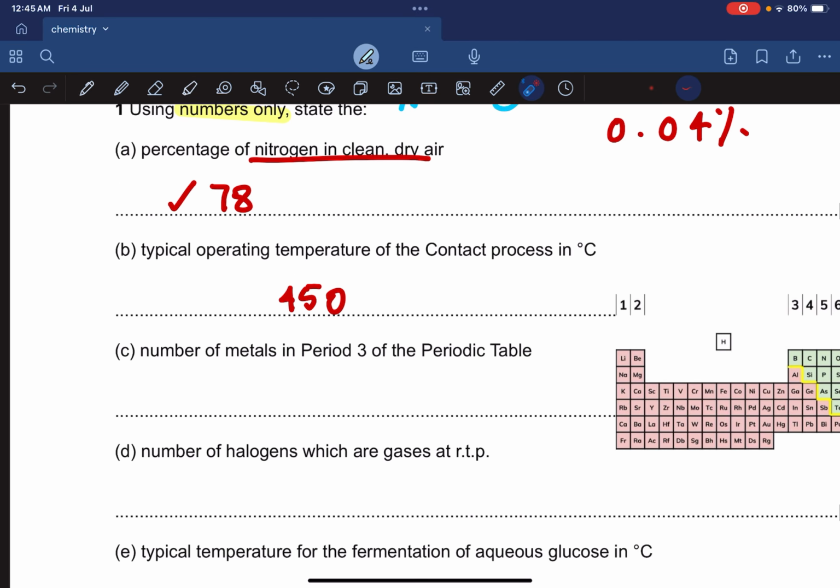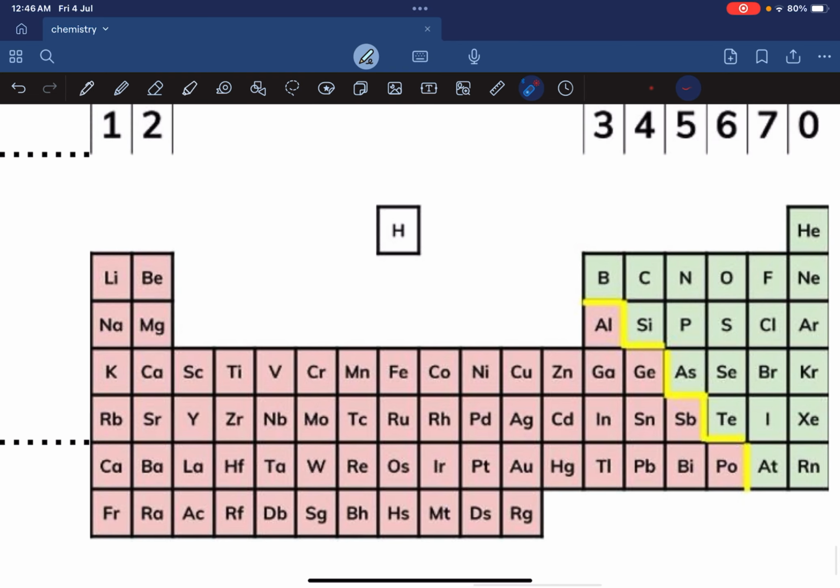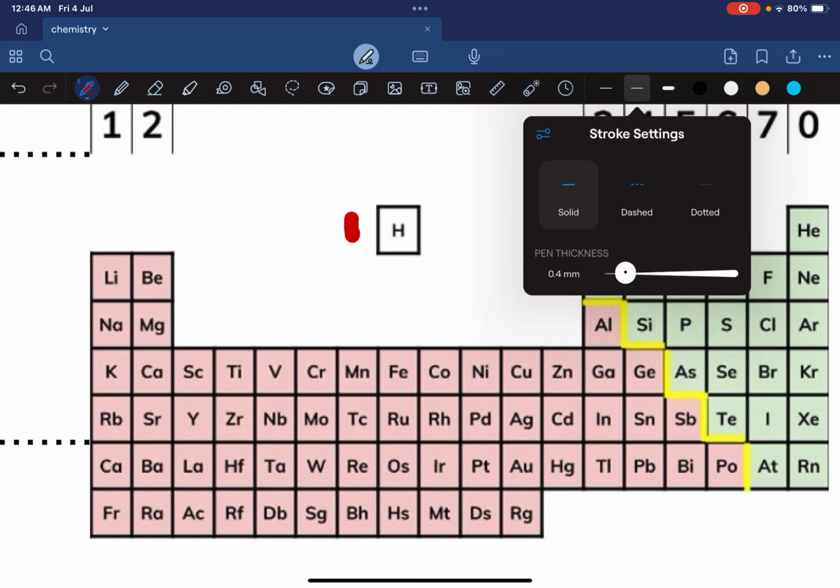Next question says number of metals in period 3 of the periodic table. I see many people confusing this part because they don't find firstly the periods, and secondly they don't distinguish between the metals and the non-metals. There's a very easy trick for that. First you have to start your first period with hydrogen. They miss out the hydrogen. Most people think the first period is the lithium one. That's completely incorrect. The first period is the hydrogen one. This one is your period number 1. You have to keep this in mind.